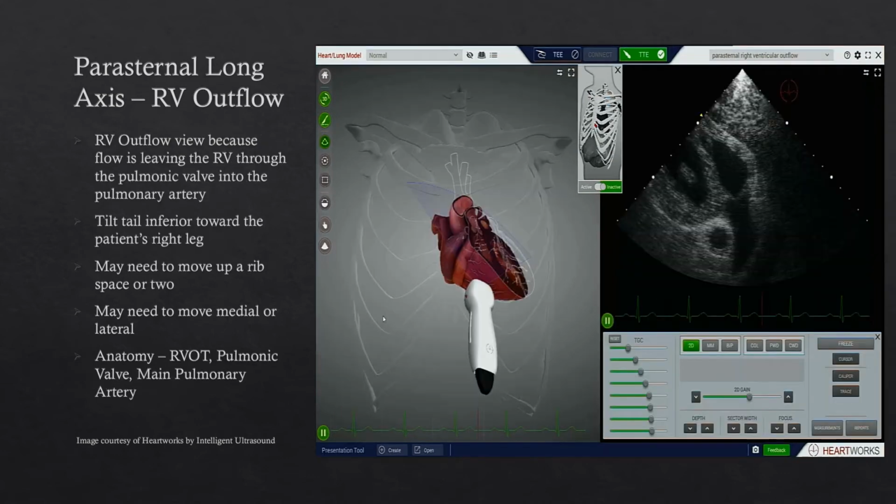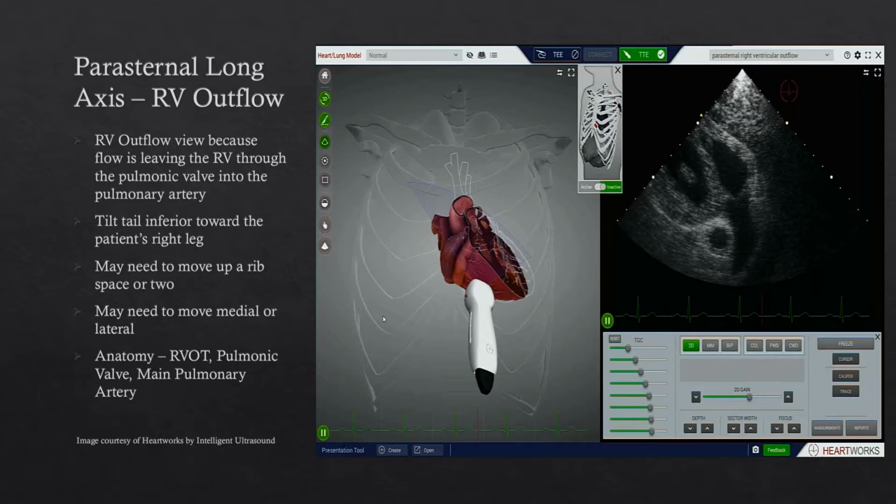Moving forward, we're going to go into our parasternal long axis RV outflow view. It's the RV outflow view because now we're going to look at the right ventricular outflow tract, the pulmonic valve, and the pulmonary artery. So now we're looking at blood flowing out of the right ventricle into the pulmonary artery. That blood flows through there into the lungs, gets oxygenated, goes over to the left side of the heart, and gets pumped out to the body.